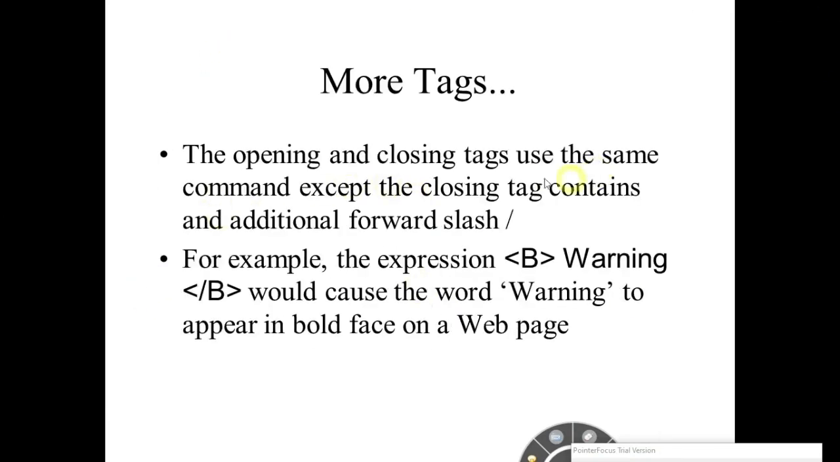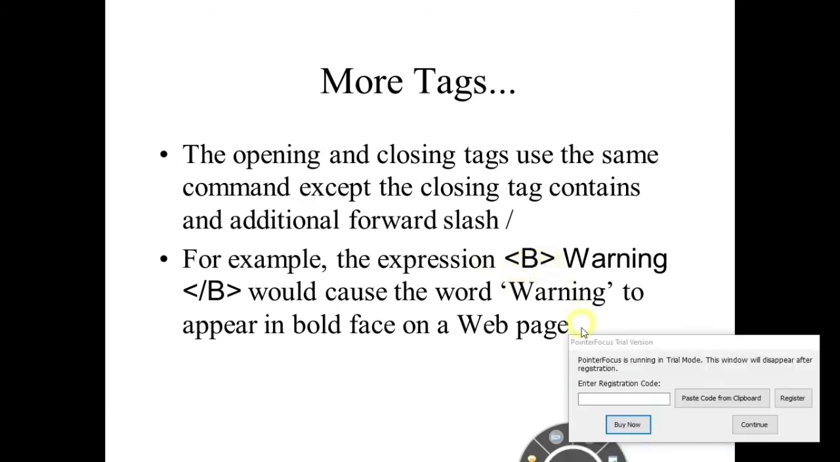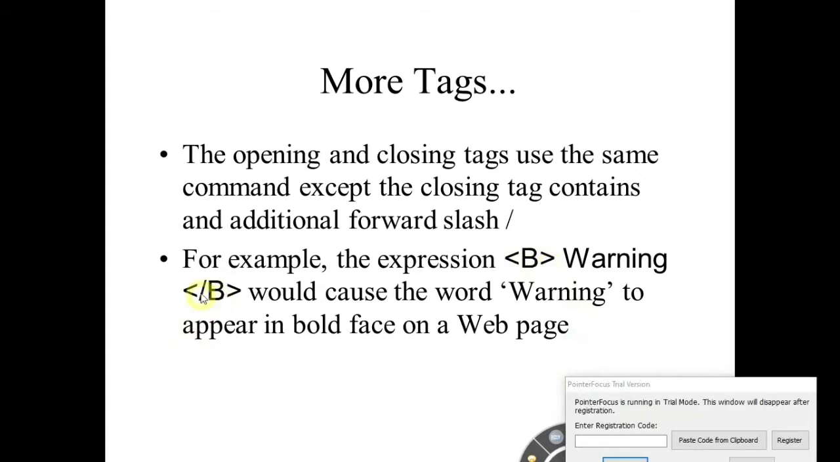The opening and closing tags use the same command, except the closing tag contains an additional forward slash. The closing tag starts with the slash. The opening tag does not start with the slash. For example, the expression B. This is one tag in HTML programming. B is the tag. The tag is written between two angle brackets. Warning, with the closing tag B slash, would cause the word warning to appear in boldface on a web page.